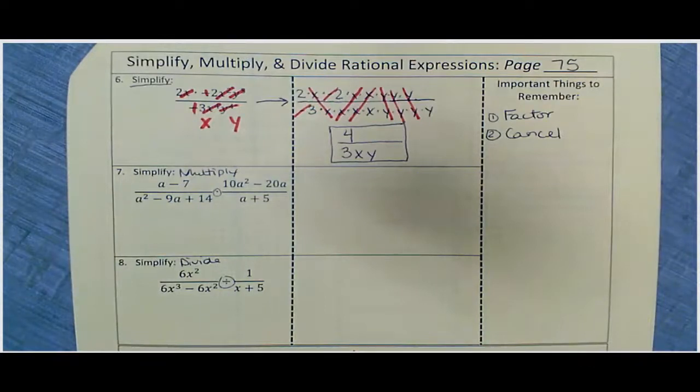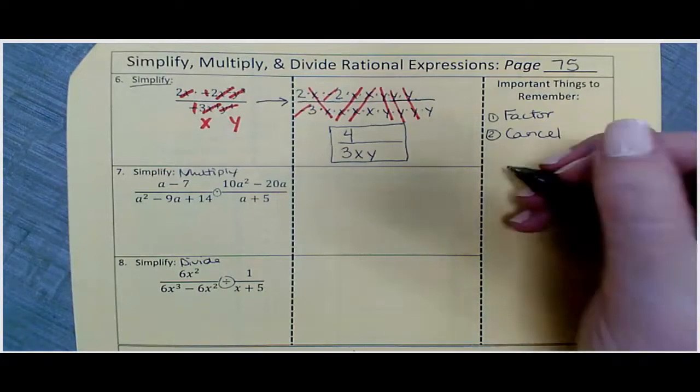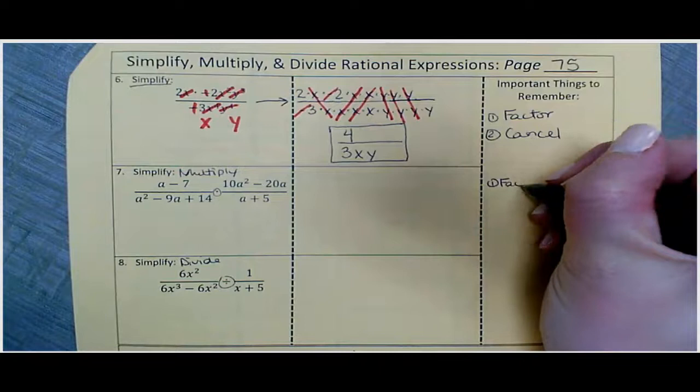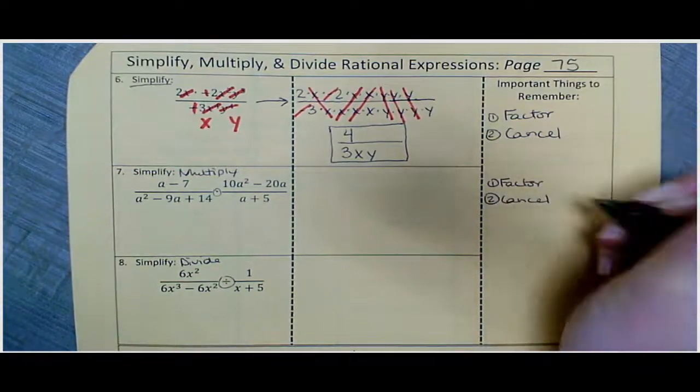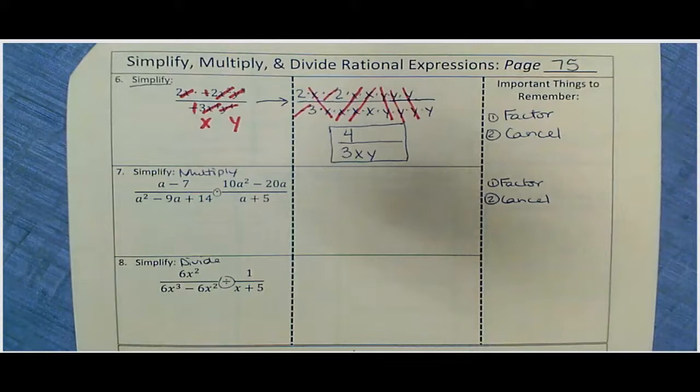Either way is acceptable. Moving on to number 7, if I multiply, the steps for when you multiply are the same. So factor everything and then cancel out common factors. By the way, I'm getting these directly from page 75, my notes. It has the steps at the top of every section.